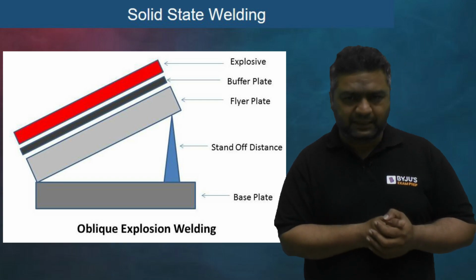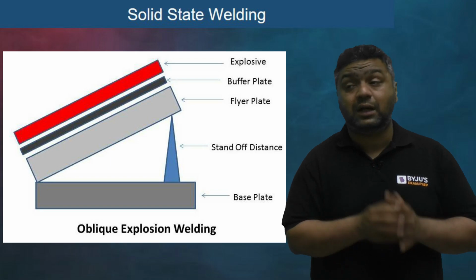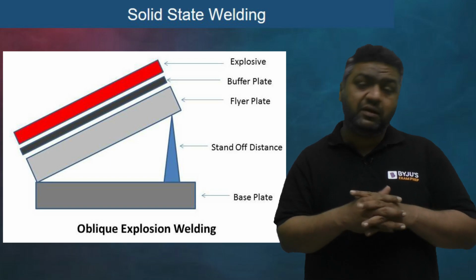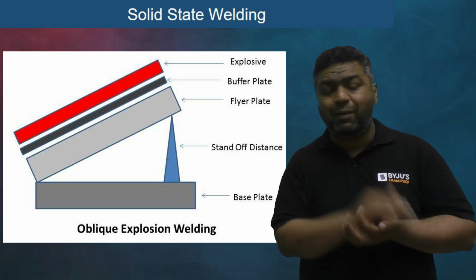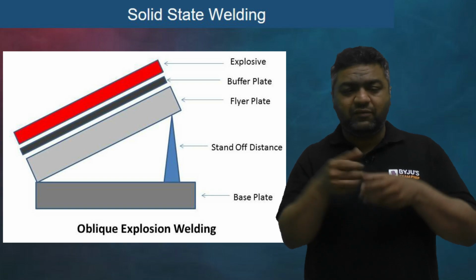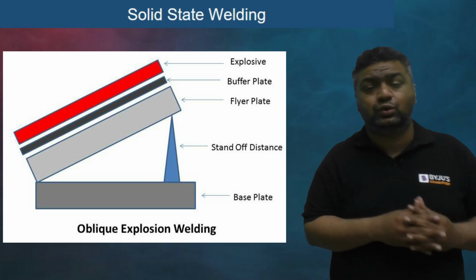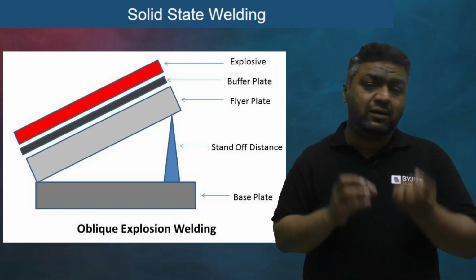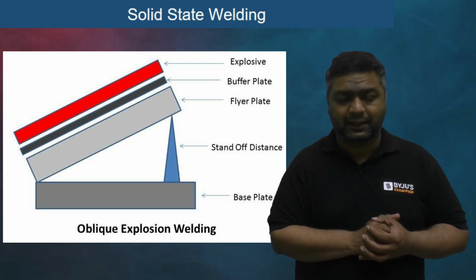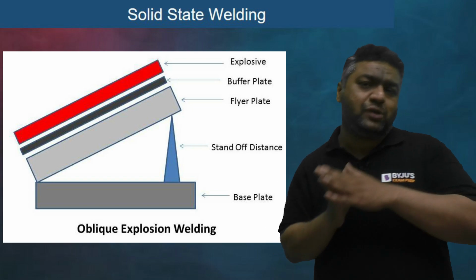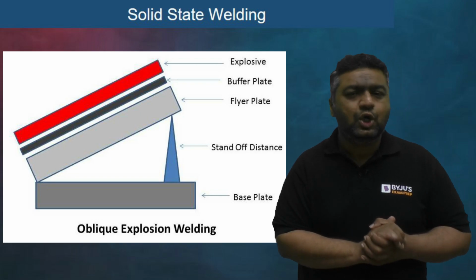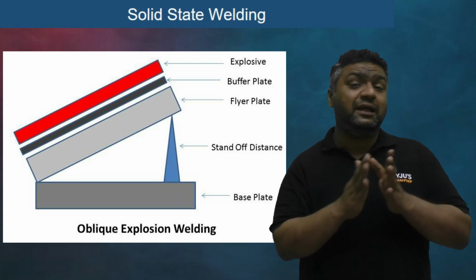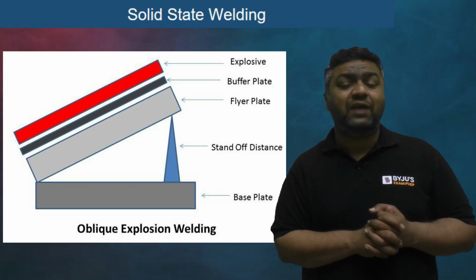You must have seen that whenever you put a guard on the mobile surface, they also give a direction to the cover so that no air molecules remain inside. Similarly here also, the direction of welding is important. The direction of welding is provided by giving this angle to the flyer plate.